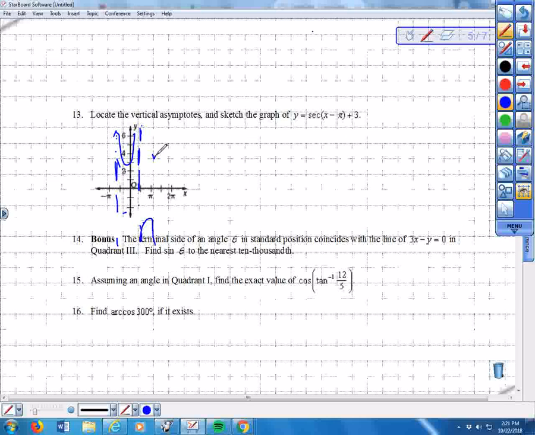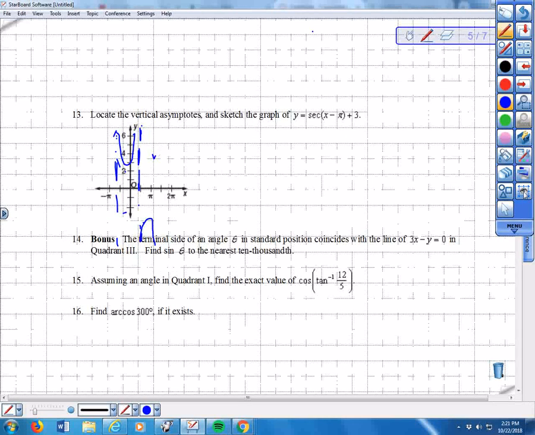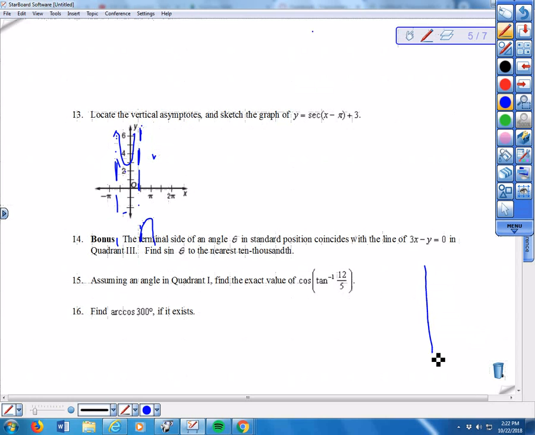Okay. Let's go to 15. Quadrant 1. Tangent's 12 over 5. So cosine's 5/13.